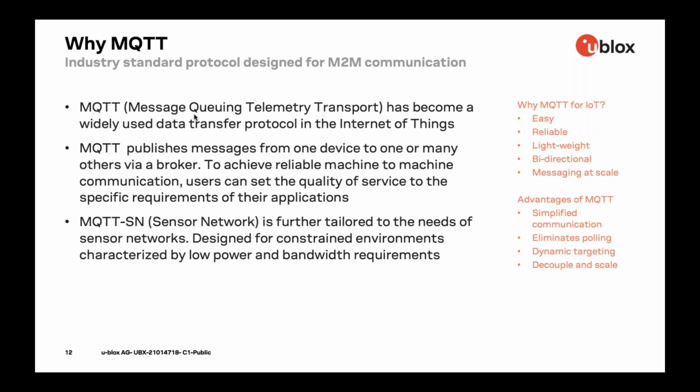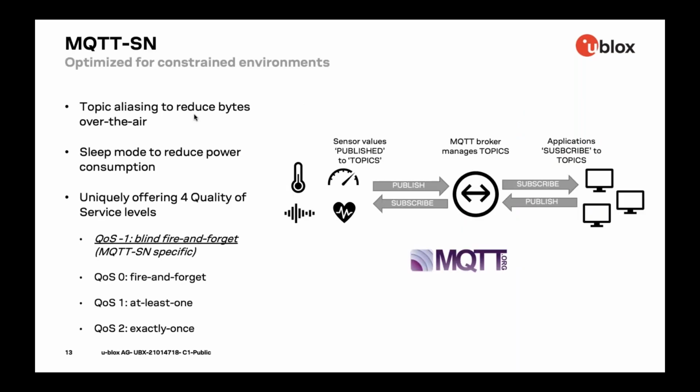In addition, when we're looking at power and bandwidth constrained devices, there's a derivative of MQTT called MQTT-SN, which was designed for sensor networks. And this is further tailored for those types of devices, dealing with low power and low bandwidth especially. So if we look at MQTT-SN, how is it different to standard MQTT? Well, there are three different options that were added to SN.